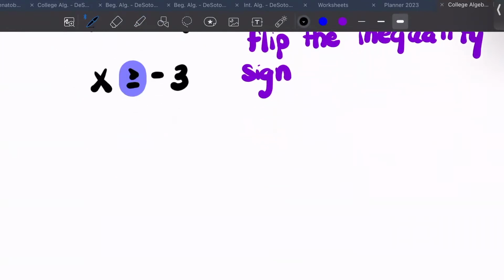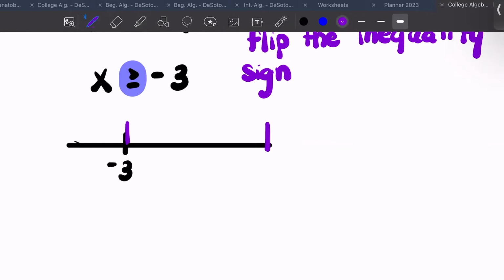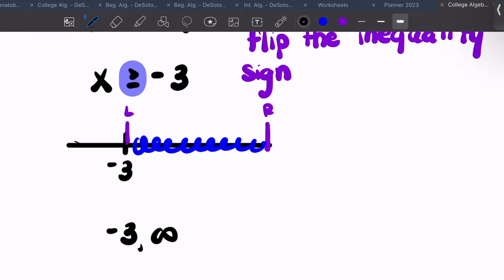Okay, so we need to put this in interval notation. We can keep throwing it on the number line, put it on negative 3. Okay, so from left to right, this is greater than, so it's going to go this way. And we would have that it's starting at negative 3 and going all the way to infinity. Okay, infinity gets the parentheses, but our negative 3 should get a bracket because it's greater than or equal to.